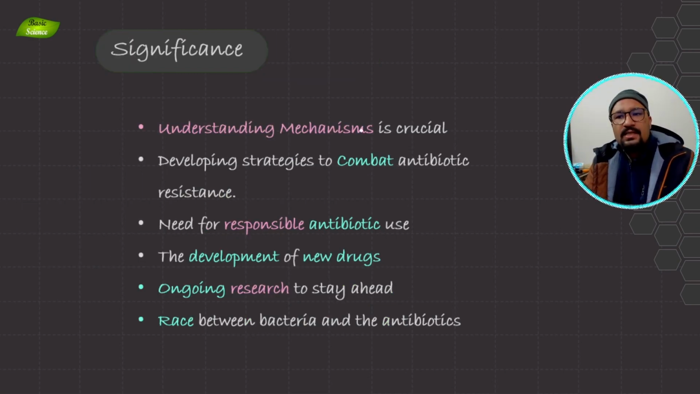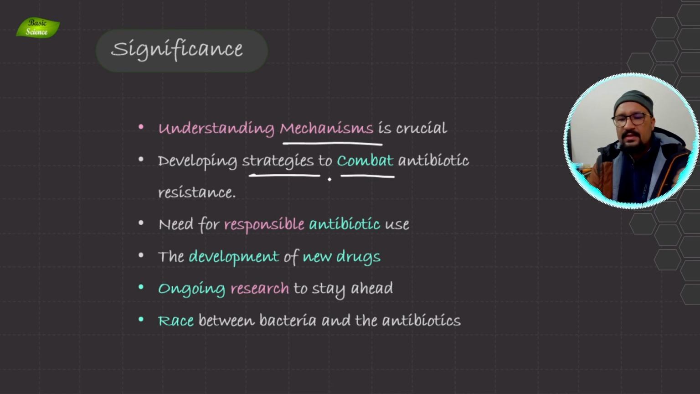Next is significance. Why is antibiotic resistance so important? One, mechanism. Understanding the mechanism is very important, because only if we understand the mechanism can we develop therapeutics. So to develop therapeutic strategies to combat antibiotic resistance, it is very important to understand the mechanism, right? I've already told you that horizontal gene transfer is another mechanism. So we can find strategies that will reduce horizontal gene transfer. We can find novel beta-lactamase inhibitors. That is another strategy.